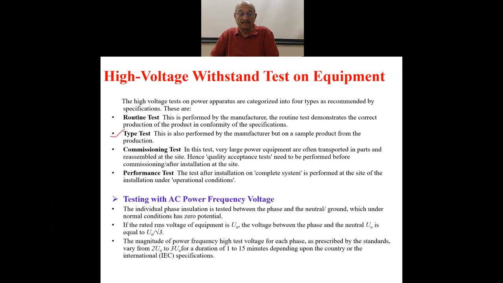So the commissioning test, as it says here: very large power equipment are often transported in parts and reassembled at the site. I just gave a simple example of filling the oil. It could also be that the whole product is so big that it is difficult to transport such a huge mass, so it is transported in parts and reassembled at the site of installation. Hence, quality acceptance tests need to be performed before commissioning, or after, it is one and the same thing, after installation at the site.